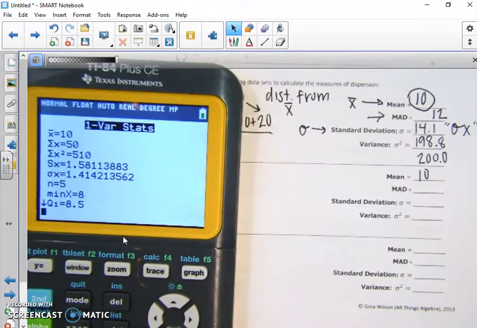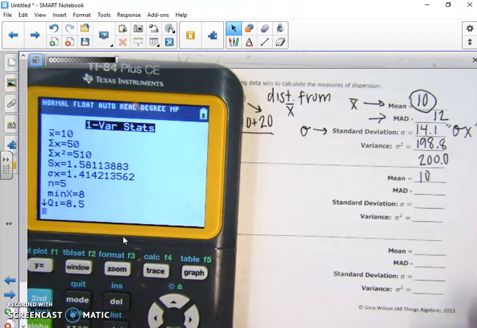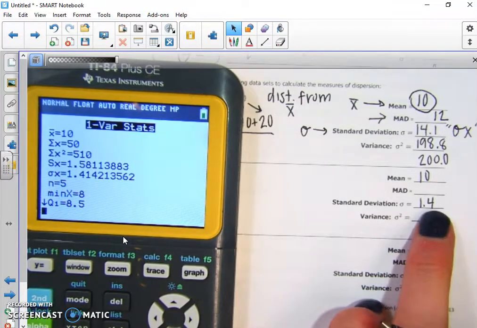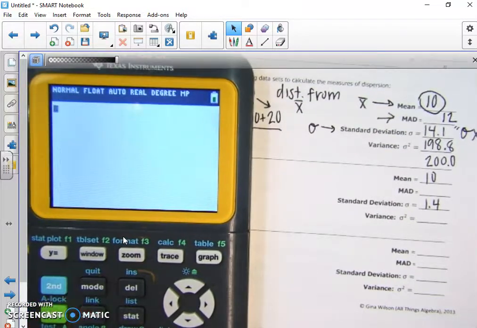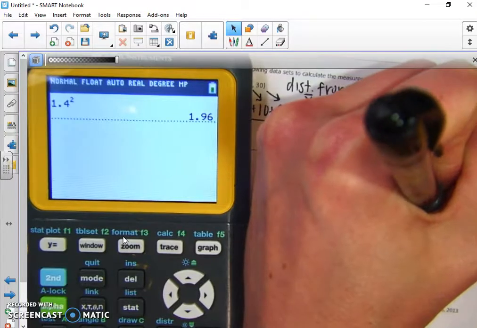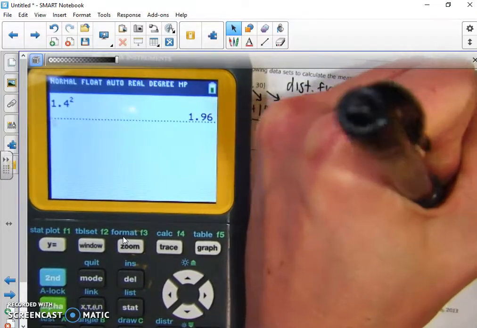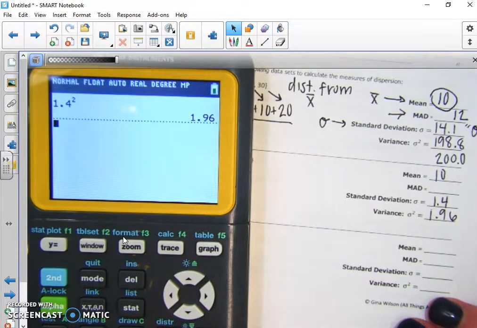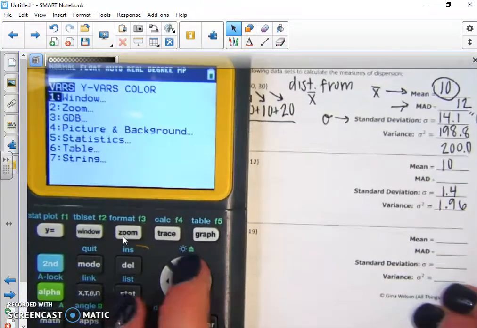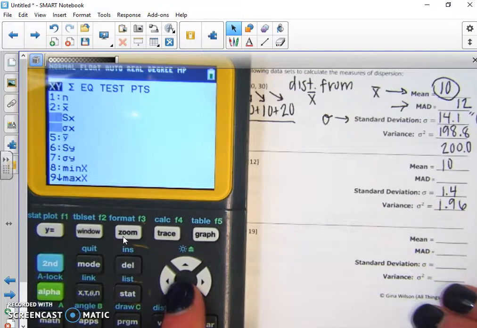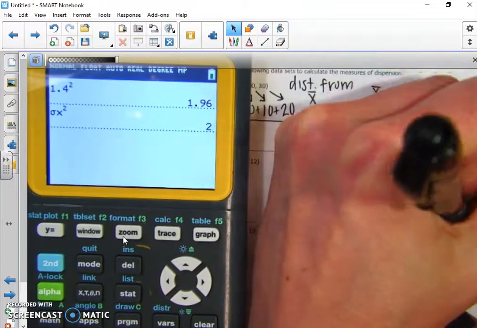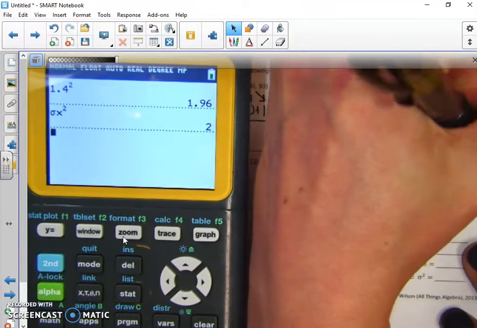Our standard deviation, remember that sigma x is 1.4. Our variance is just that number squared. So our variance, we can either say 1.4 squared and get 1.96. Or to get a better number, you can do vars. Remember, vars is right there. Vars, statistics. We want the standard deviation squared. And that is going to be the more accurate number, just like 200 was the more accurate number of the first one.